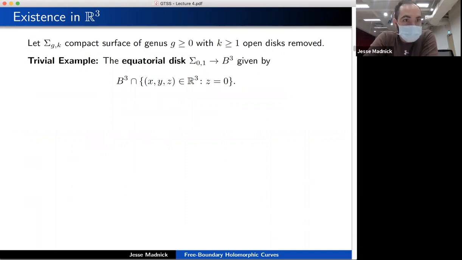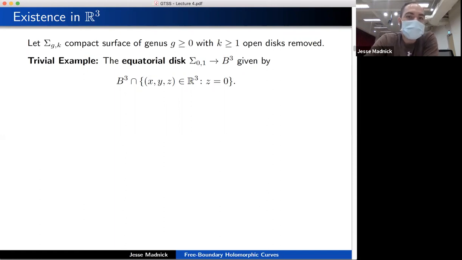So let Sigma_{g,k} be topologically the compact surface of genus g, g at least 0, with k open disks removed, and k is going to be at least 1. So topologically, the simplest one is Sigma_{0,1}. That's a closed disk, so we have a trivial example. And let's just give some examples in R^3. Let's just be really down to earth here.